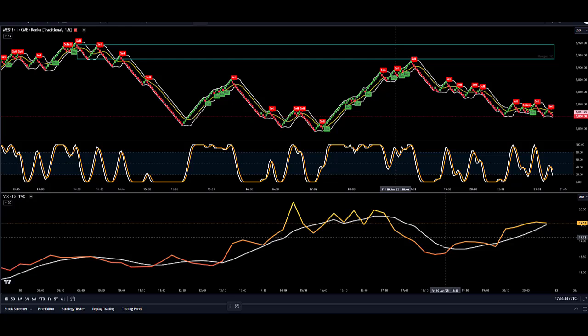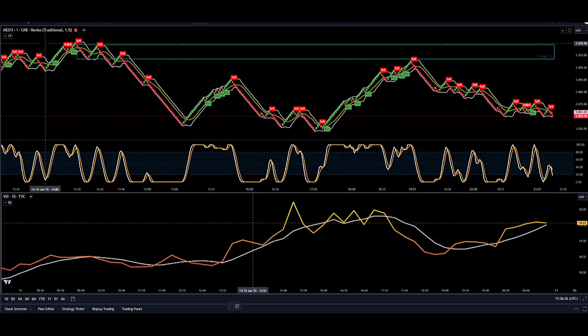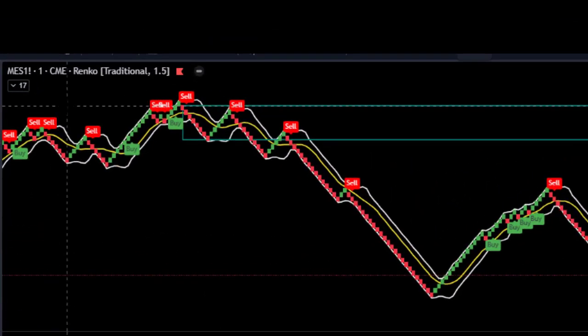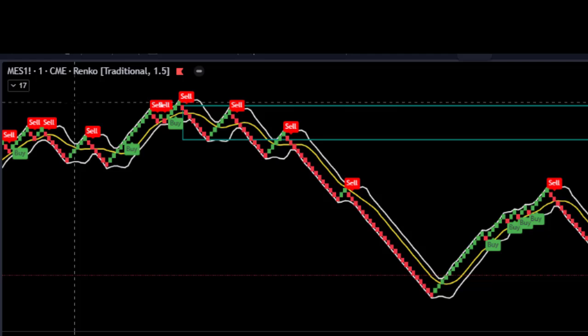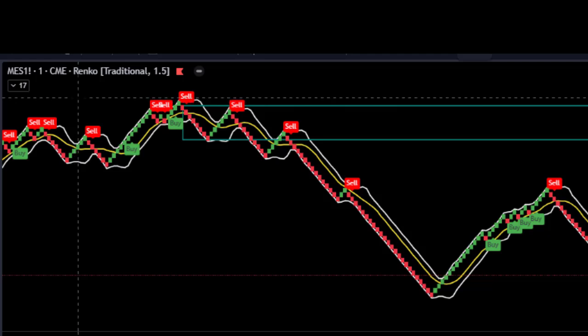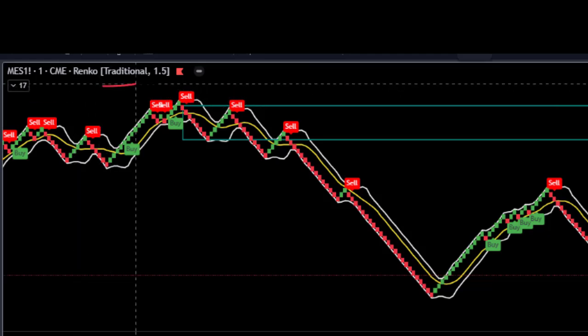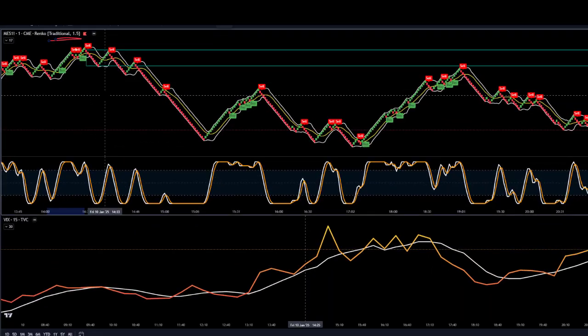Very straightforward. On the top part, we've got the S&P 500. I've got the ticker MES here, the micro S&P 500 futures contract, and as you can see, I've got a block size of 1.5. I'm going to go through the ingredients of the strategy in a minute, but I just want to give you an idea of what we're looking at.